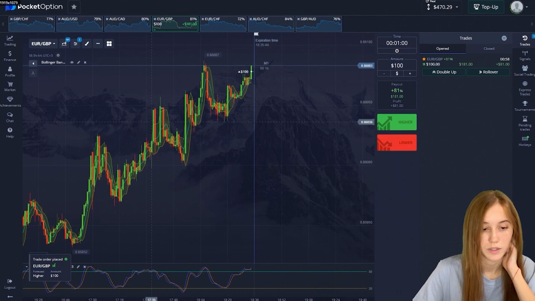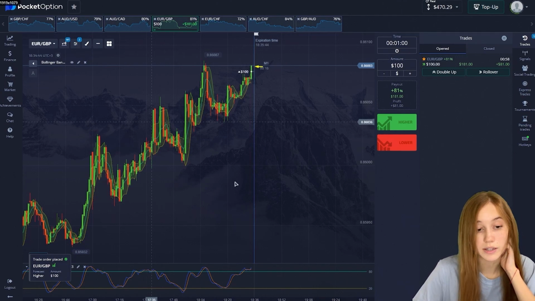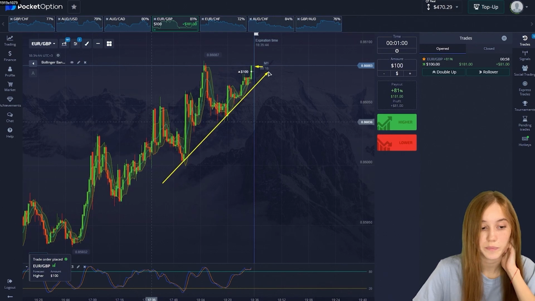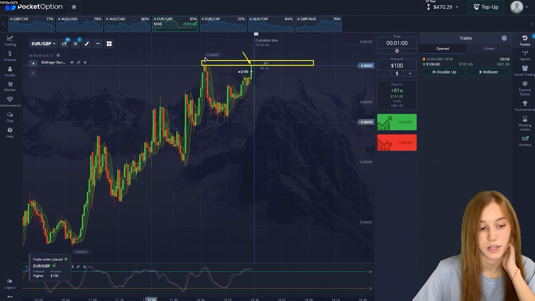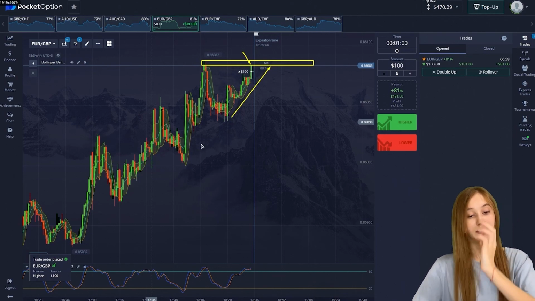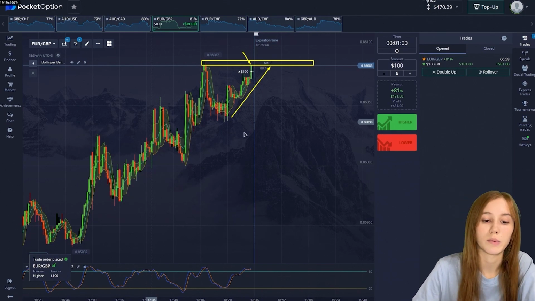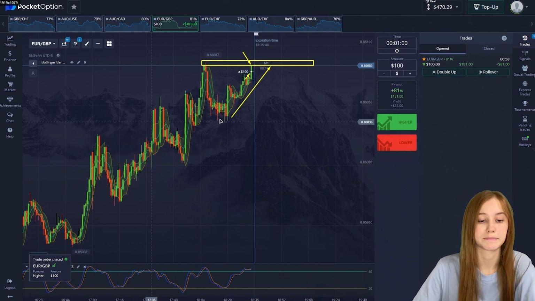Bollinger Bands says it's going up, and the stochastic is also in the upper position. Too much growth is happening in our chart. 3 seconds left. And the deal closed with a plus, good. That's nice. Our balance is $651.